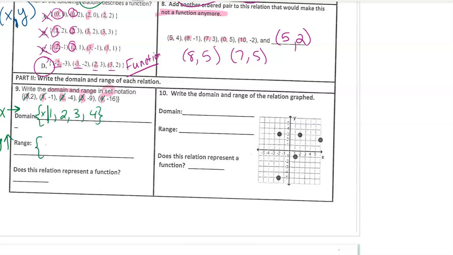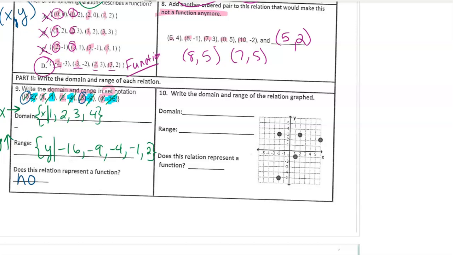All right, for the range, we say y with a little bar, and then we list all the y values from least to greatest. So we have 2, -1, -4, -9, and -16. So which is the smallest number? -16. Then we have -9. Then -4, then -1, and then +2. Does this relation represent a function? Well, we need the x values to not repeat, and the x value right here, we said 3 and 3 repeat, so this is not a function.